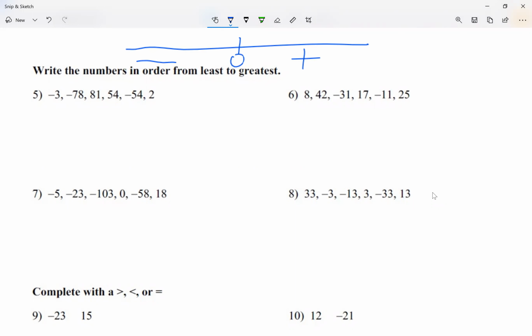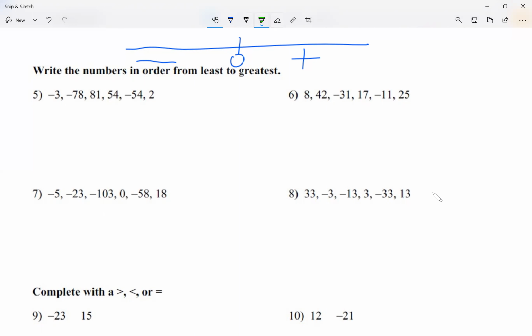Now, the interesting part of the number line is that the numbers are listed from smallest to largest. The farthest left you are on the number line, the smaller the number is. The farthest to the right, the bigger the number can be. So first of all, here it says write the numbers in order from least to greatest. So what I'm going to do is list the negatives first. I know negatives are smaller than the positives.